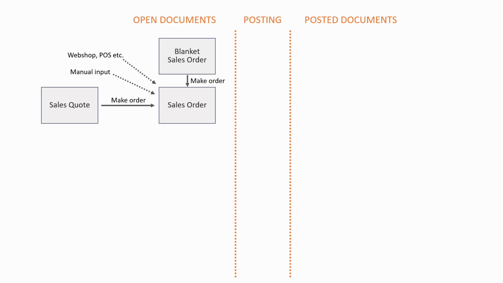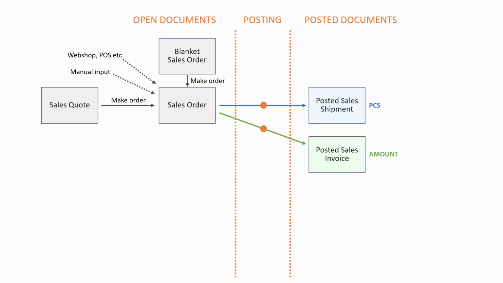The sales order can also be made manually by inputting it, or it can come from some connections to web shops, point of sale solution, etc. So the sales order is a document where we can handle the shipment and the invoice posting in separate ways. So these are some of the basic sales order documents.